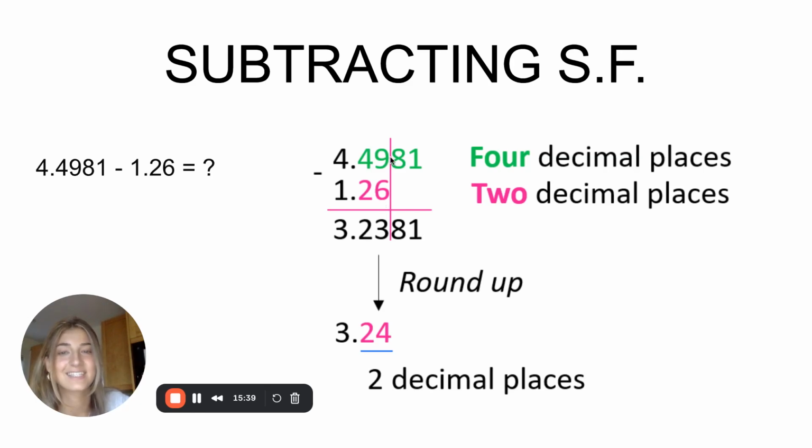Now, when you're thinking about how to round this, you look at the place that is significant and common to all of them. In this one, this has 4 decimal places, this one has 2, so they both have the second decimal place in common. So you would round the answer also to the second decimal place. And since it ends in an 8, you want to round this 3 up to a 4. So your answer using sig fig rules would be 3.24.